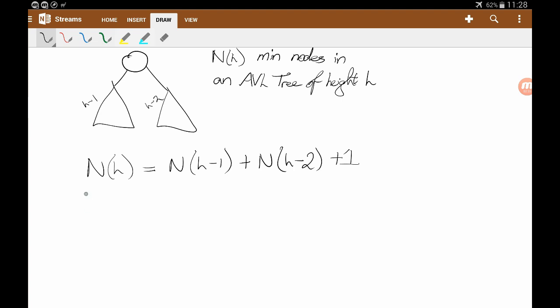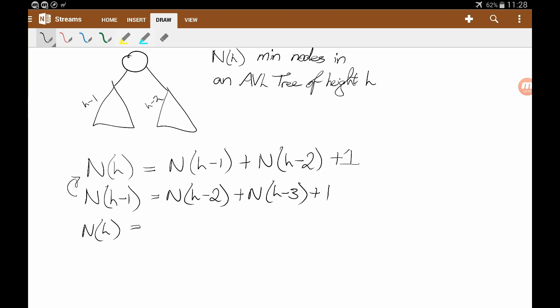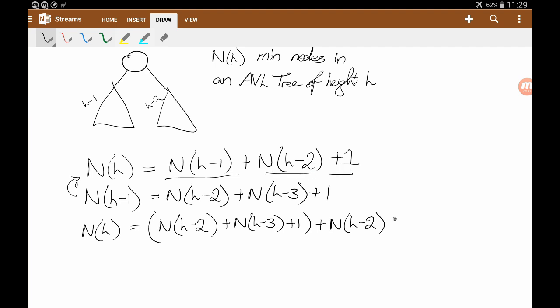So we see that this has given us what's called a difference equation, some kind of recursive formula. And we can see then that we could also write n_{h-1} as n_{h-2} plus n_{h-3} plus 1. So all I've done is shift h along by 1. And we could continue writing it out like that. But if we substitute the second equation back into the first one, we see that that gives us that n_h is equal to n of h minus 2 plus n of h minus 3 plus 1, which is this term, plus n of h minus 2, which is this term, plus the 1.